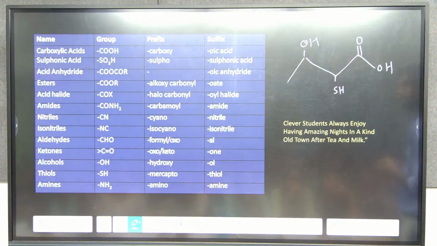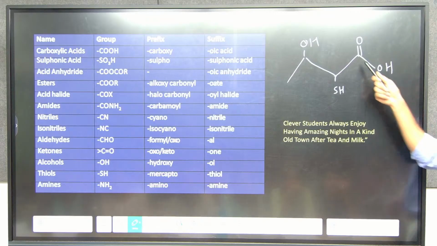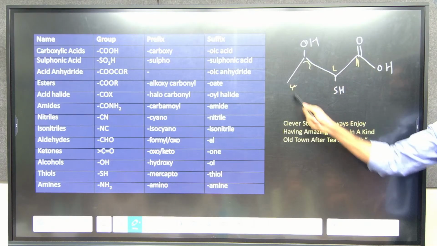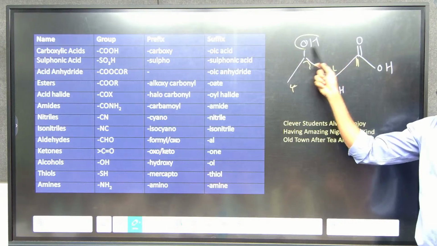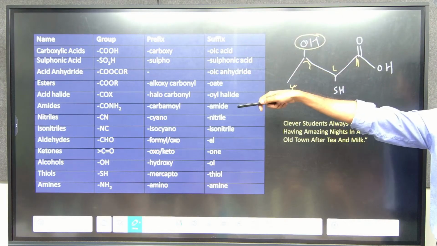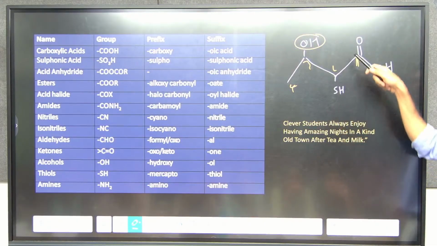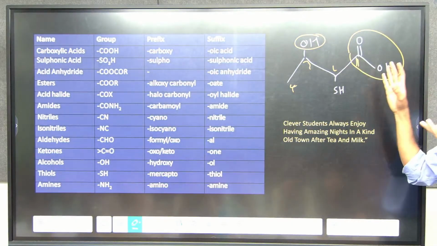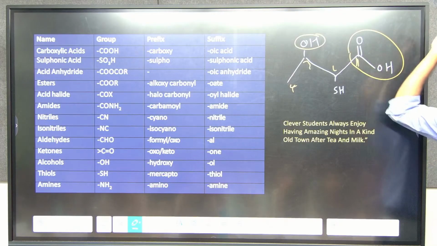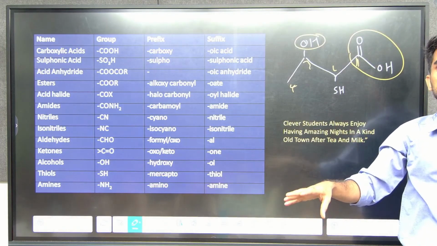Right. Write its name. Fast. Write its name. From where should I start numbering? Carboxylic acid group, carbon 1, 2, 3, 4. Next. What is this? OH, alcohol. What is the principal functional group out of this? Carboxylic acid. See, other than carboxylic acid, which is principal now, any other functional groups present are all considered as substituents only.